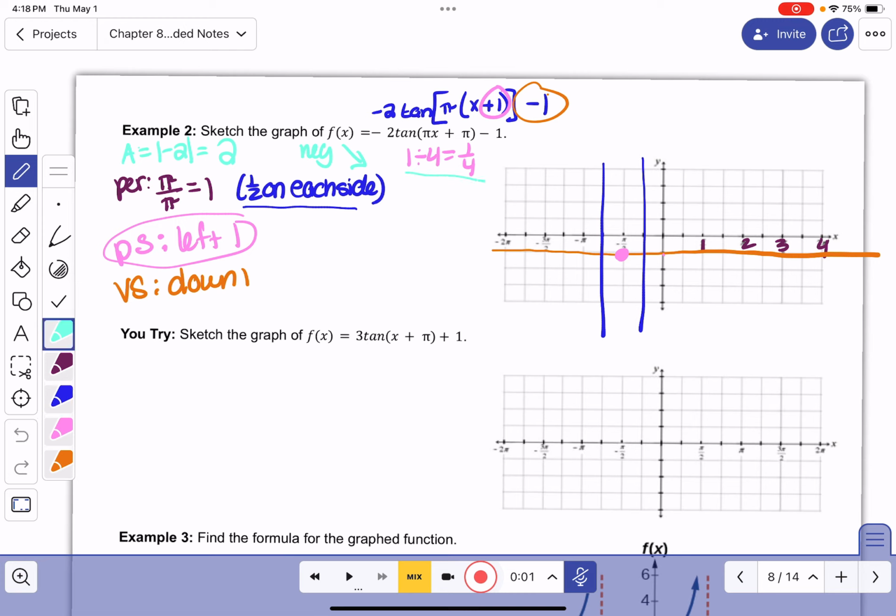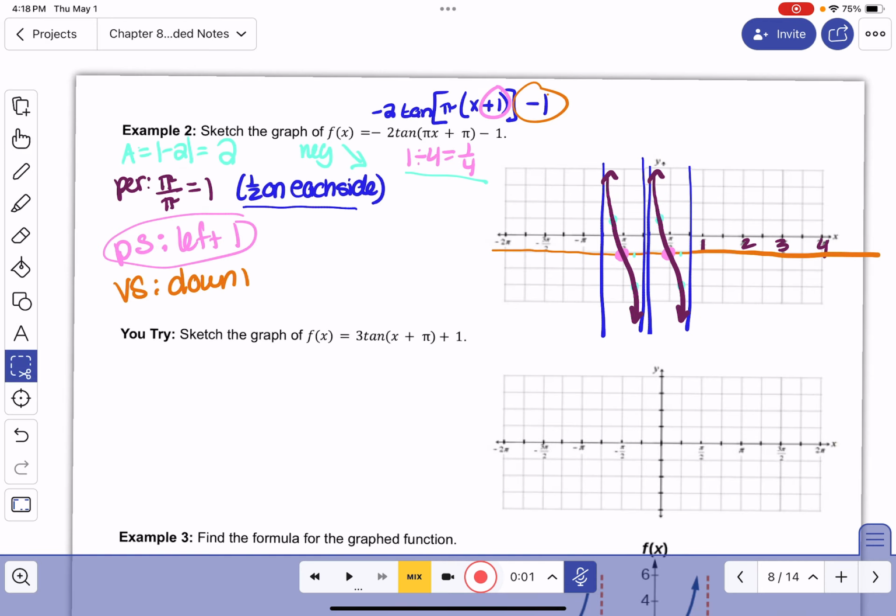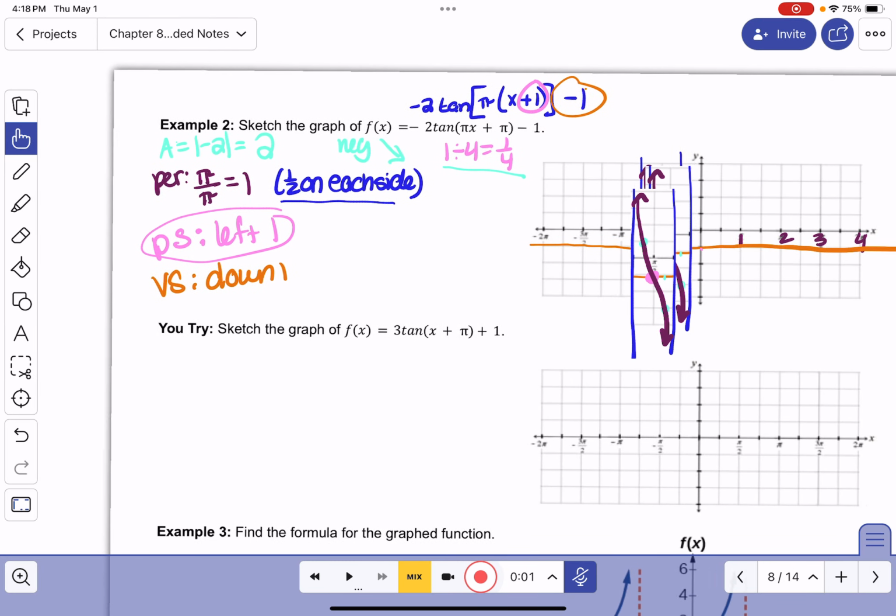And then we're going to go 1/4. So in between there, down 2. And the opposite in the other direction. And now we kind of try to draw our shape. So that's 1 period. And we could just keep doing that over and over again if we wanted to.